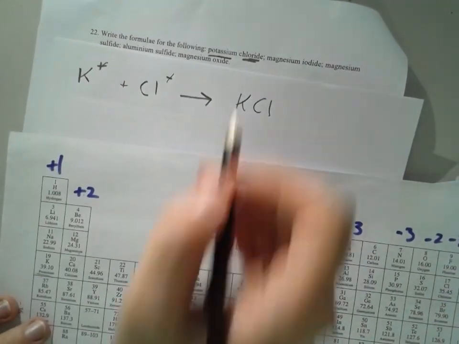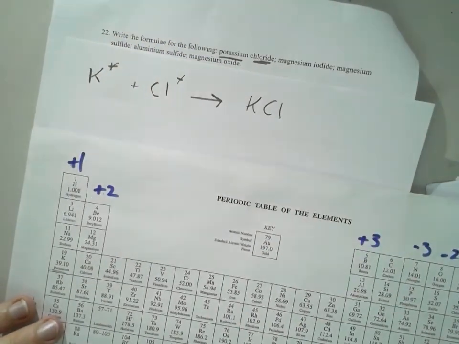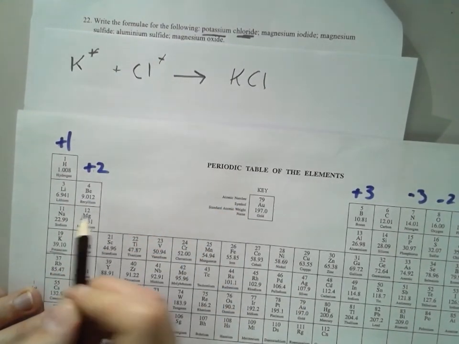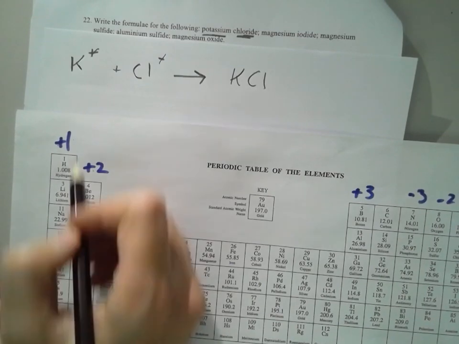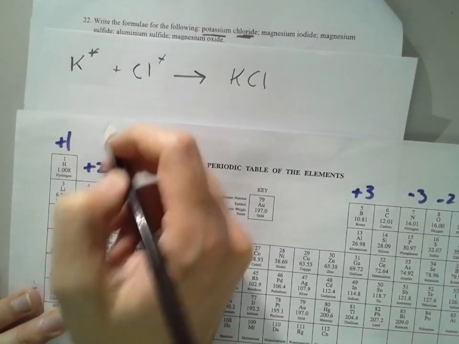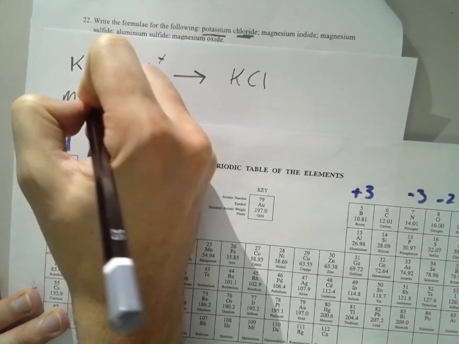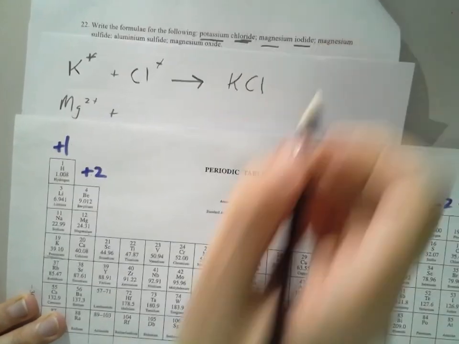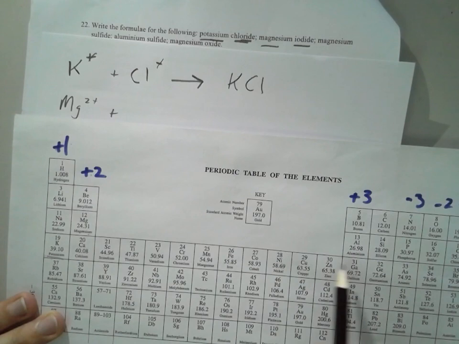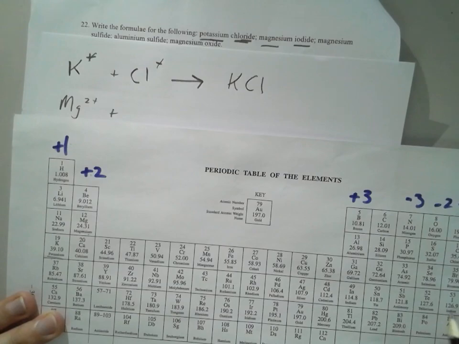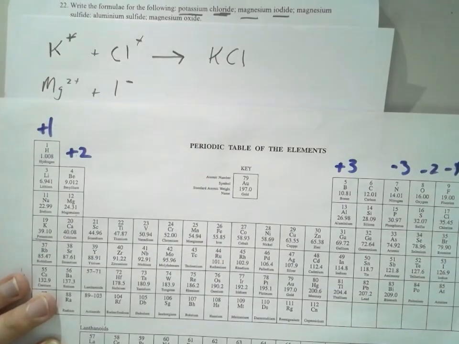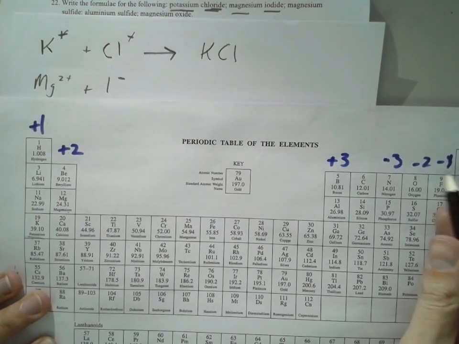The second one is magnesium iodide. So magnesium, we need to look for magnesium on the periodic table. Magnesium is here. This is the 12th element, with an atomic number of 12, but the most important thing is we need to know the charge. So it's Mg 2 plus. This is iodide, so I need to look for iodine. Iodine on the periodic table is right here.